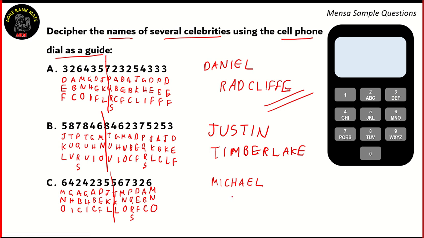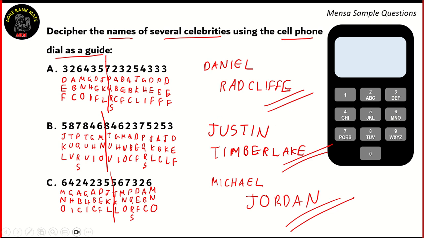Of course, one of the popular names that we could think of would be Michael Jordan. So if you look at the next digit after Michael, then it's 5. So J does code for that. 6 gives us O, so JO. 7 gives us R, so JOR. 3 gives us D, so JORD. 2 gives us A, and 6 gives us N. So therefore, this is definitely Michael Jordan. So C codes for Michael Jordan, B codes for Justin Timberlake, A codes for Daniel Radcliffe.